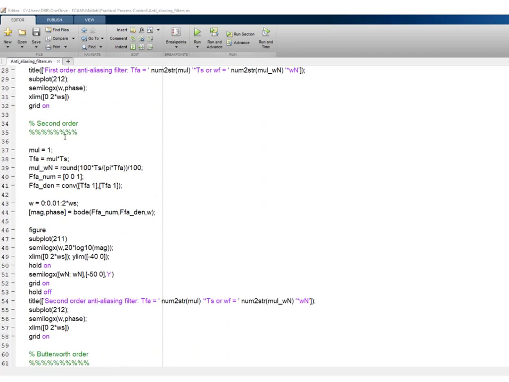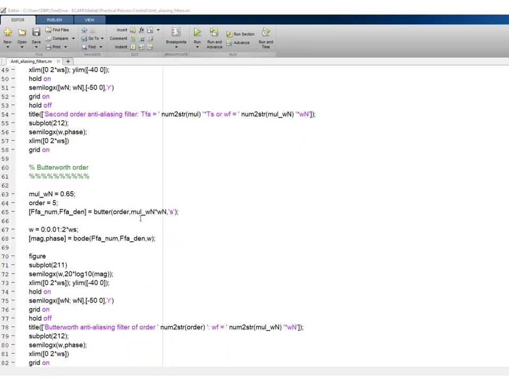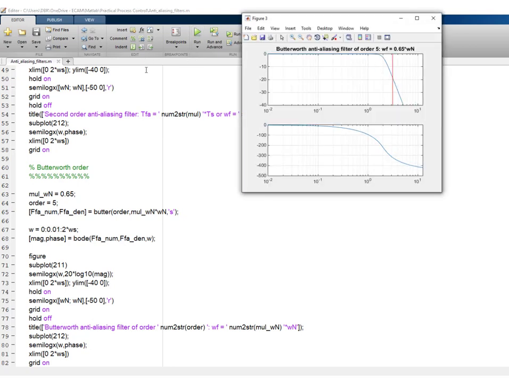We'll then take a second order filter, and we'll use a second order filter with 2 times the same time constant, right? And the time constant will be 1 times TS. And again, we'll look at the frequency behavior, and then we'll take a Butterworth filter, right? And it's a Butterworth filter of order 5, right? And we will again look at the frequency response of this Butterworth anti-aliasing filter. Well, let us now run the code and let us look at the first figure.